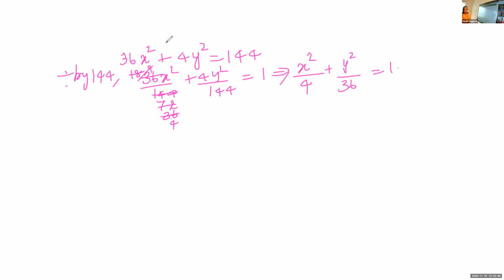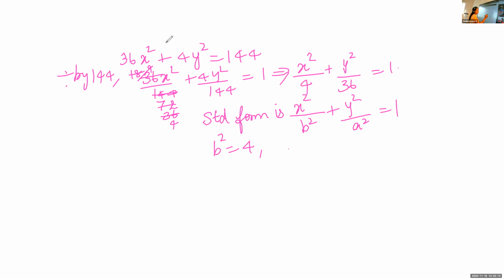So look at this equation and tell me which is the major axis. Y axis, isn't it? So the standard form is x square by b square plus y square by a square is 1. Always the bigger one we take as a square. So b square is equal to 4, a square is equal to 36. From here you can write down what is b. b is 2 and a is 6.